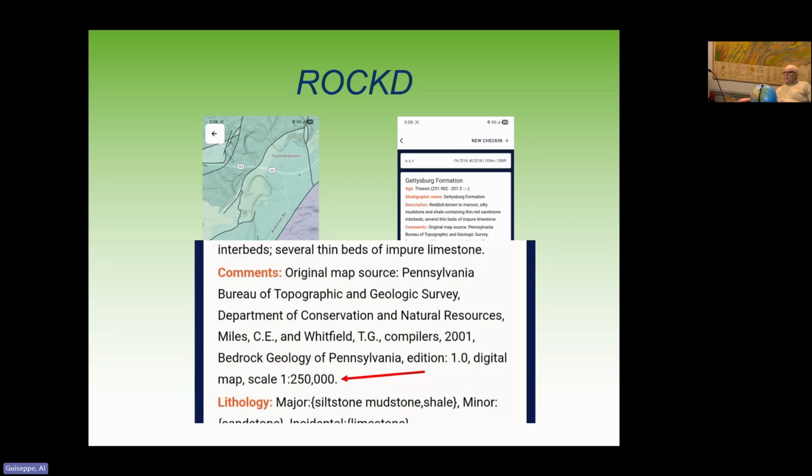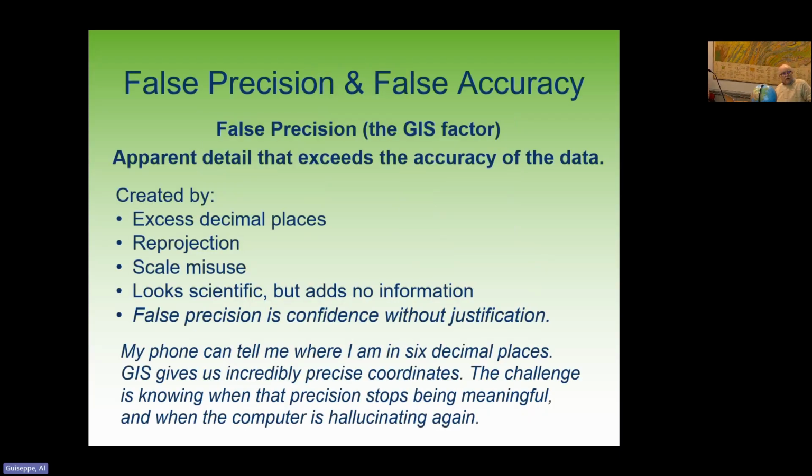I digitized... and the map scale is 1 to 250. Oh, okay. So you have to keep that in mind. Go a little further. Again, false precision, false accuracy. It's the apparent detail that exceeds the accuracy of the data. You run into this all the time.